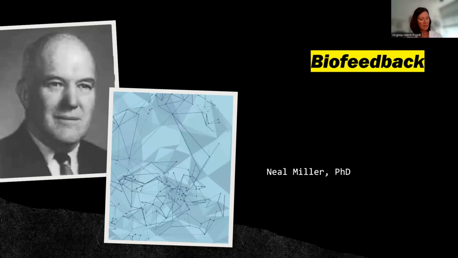In the 1950s, scientists believed that humans had no control over the autonomic nervous system. In fact, it was called the involuntary nervous system for a very long time, which some people still use today. However, Neil Miller, PhD, was a prolific experimental psychologist, and he proved otherwise.